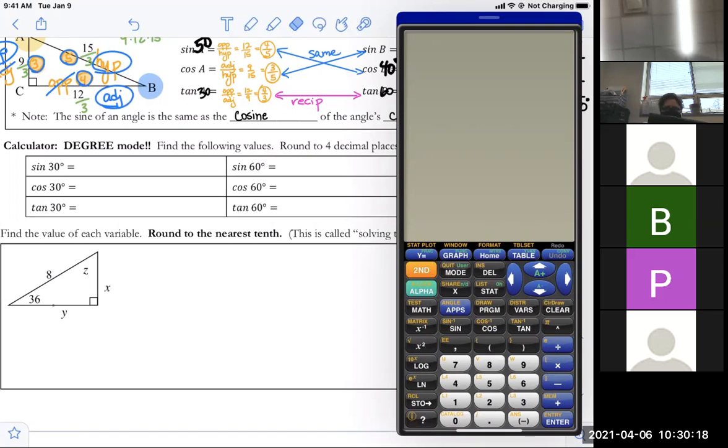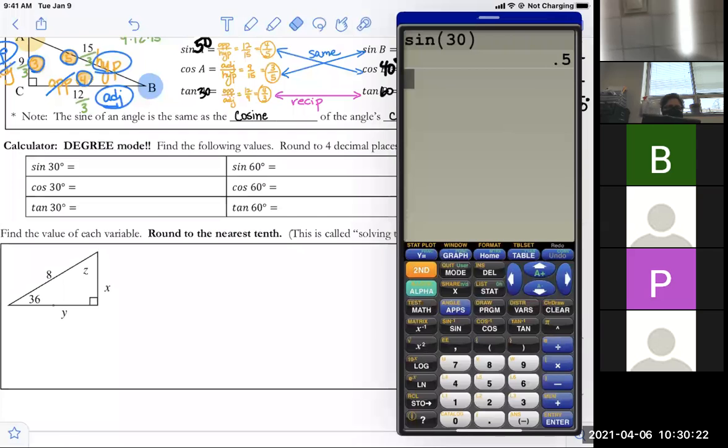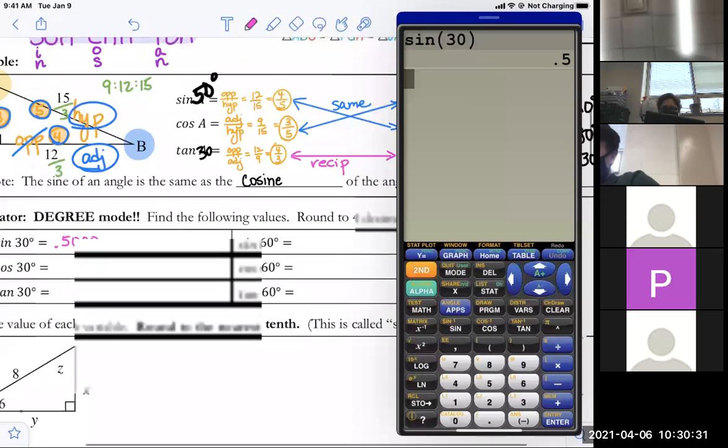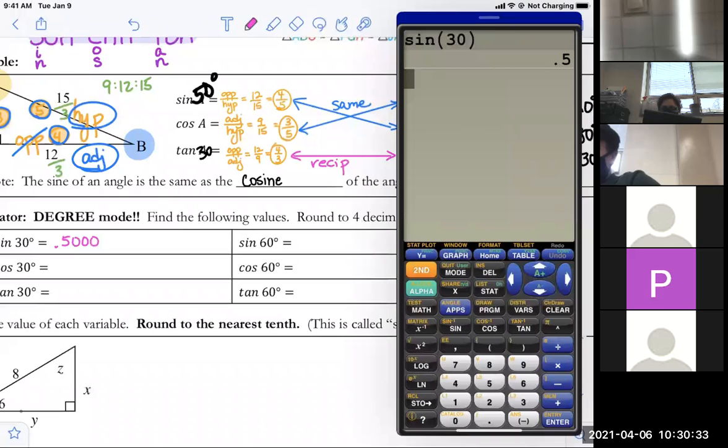Okay, so sine 30 is 1/2. That's exactly 0.5, so you don't need to do any rounding on that one. 0.5, and if I was going 4 decimal places, I should technically do 0.5000. Cosine 30, what does that round to, Jake?